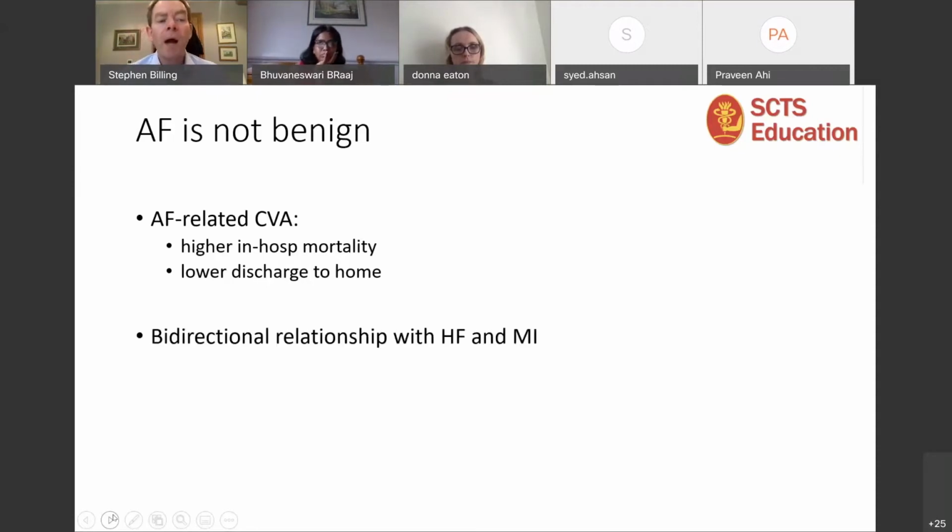There is also a bidirectional relationship between both AF and heart failure and AF and myocardial infarction. So it's implicated in these other conditions.